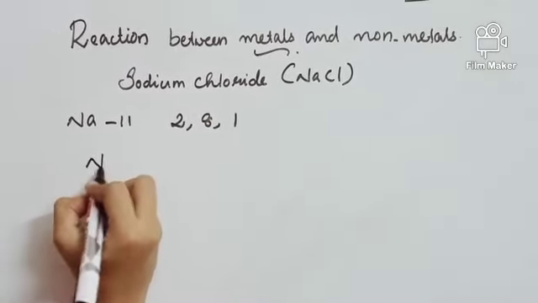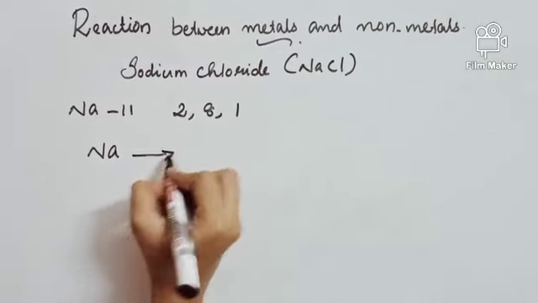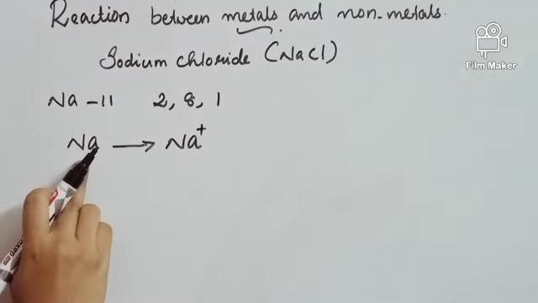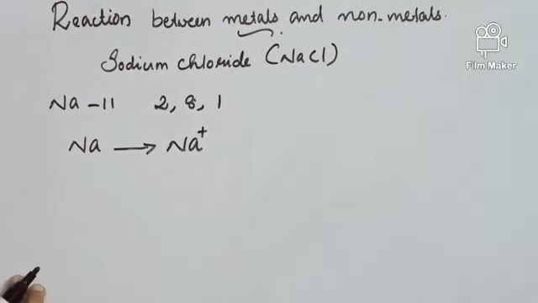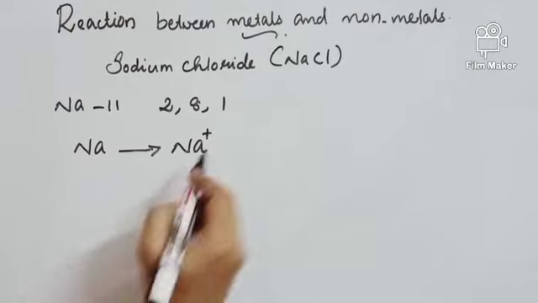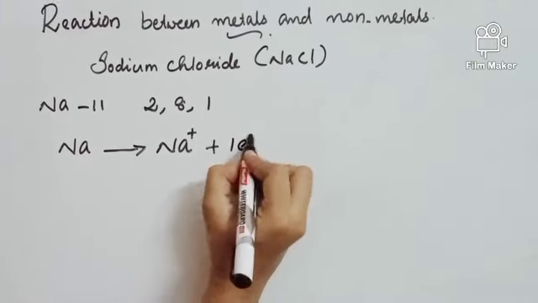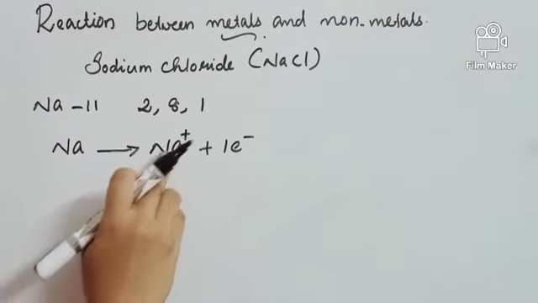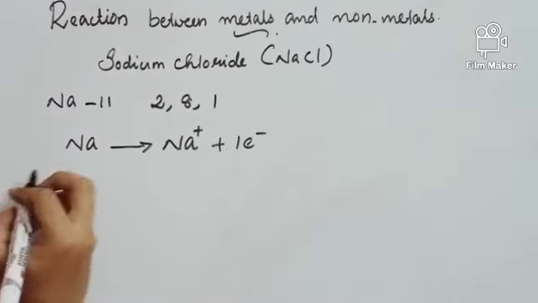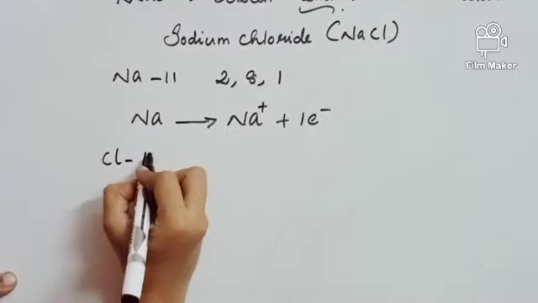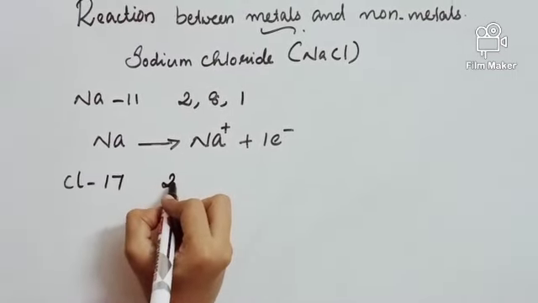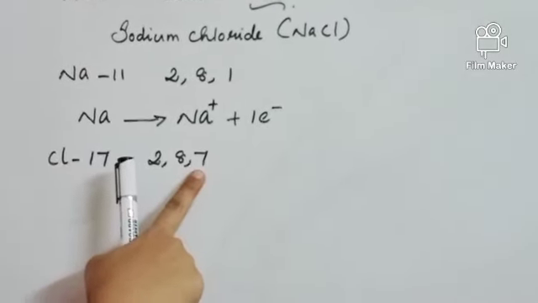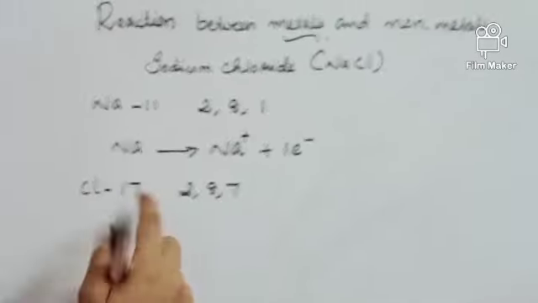Therefore, what will happen? Sodium will lose one electron. When it loses electron, it becomes positively charged. Once an element loses electron, it attains a positive charge. So sodium loses one electron and attains Na+. Now chlorine has atomic number 17, therefore electronic configuration is 2, 8, 7. This shows that chlorine can gain one electron and attain stability.